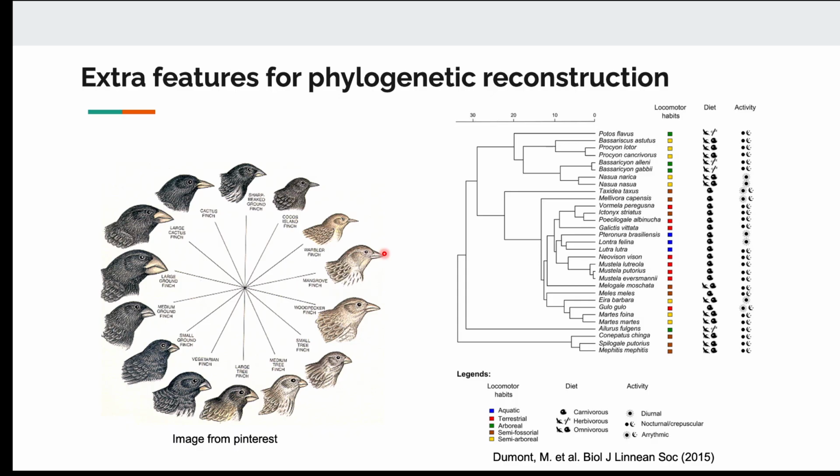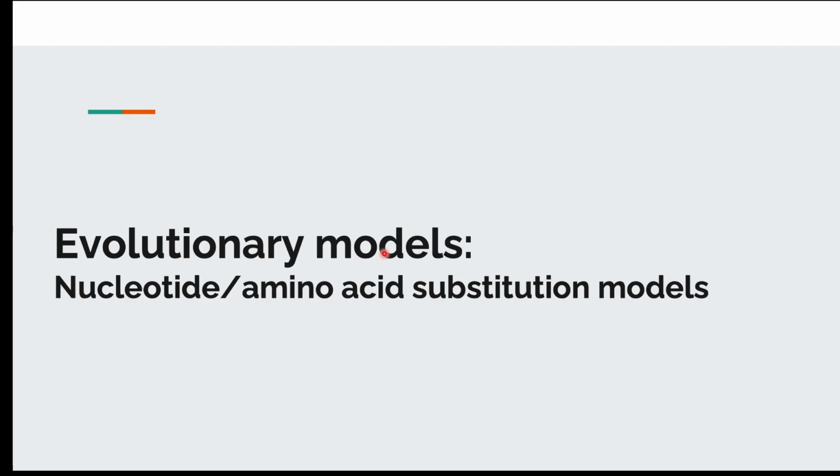But for this class, for understanding the computational aspect, we're going to focus on just molecular data because we can quantify it better than phenotype. How do we turn big shapes into numbers? Okay. Because we know how to do sequence alignment, we are going to think about the second component, which is the evolutionary model. In this case, it's going to boil down to a nucleotide or amino acid substitution model.